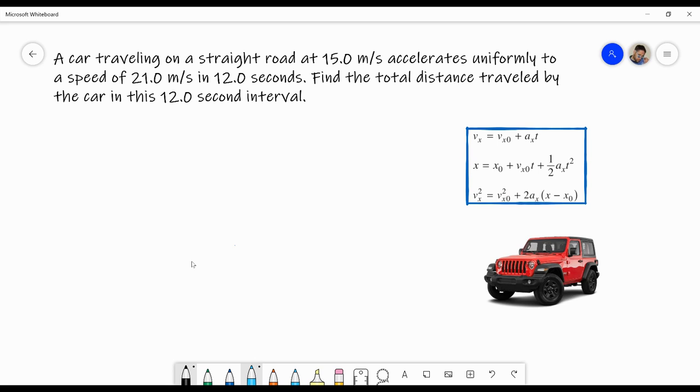So I'm going to start doing our solution in the exact same way that we did it in class, by beginning this whole thing by determining which direction is going to be positive. So this one says a car traveling in a straight road at 15 meters per second accelerates uniformly to a speed of 21 meters per second in 12 seconds. Find the total distance traveled by the car in this 12-second interval. So I'm going to assume that to the right is positive, which means that these velocities here are to the right. So let's put them in those categories.